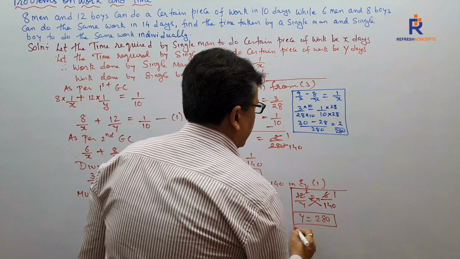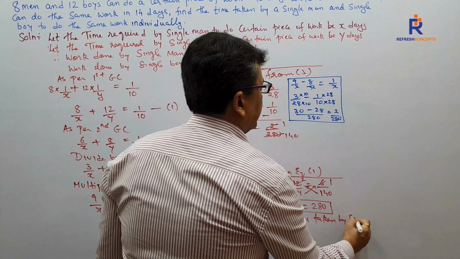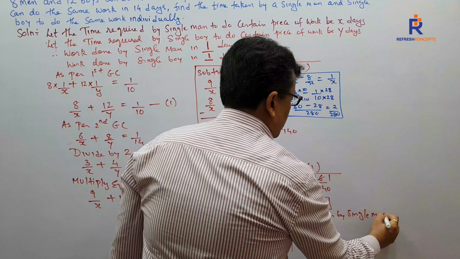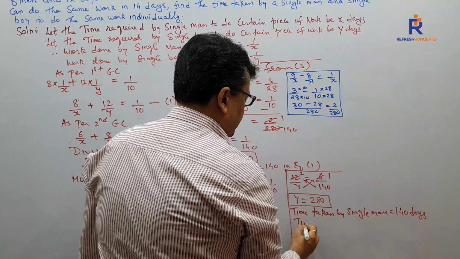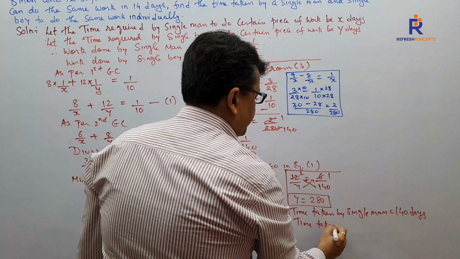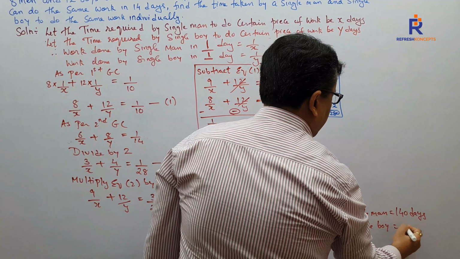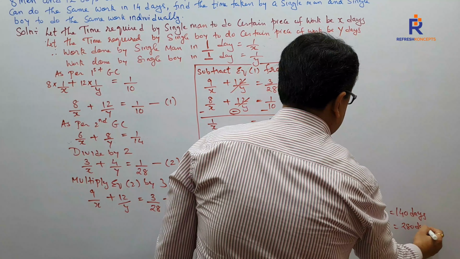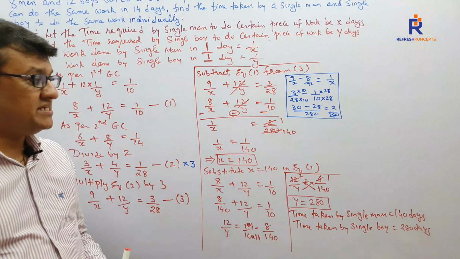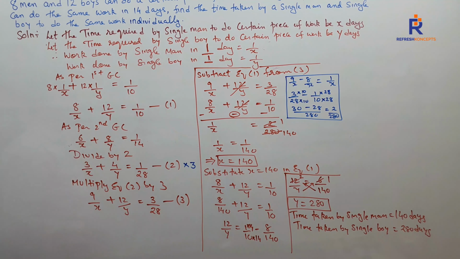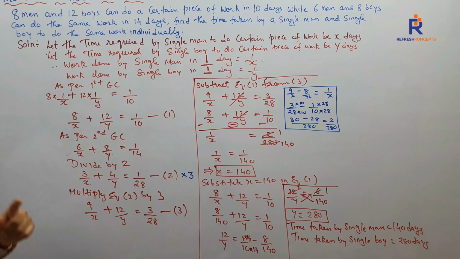Therefore, time taken by a single man will be 140 days, and time taken by a single boy will be 280 days. Single man 140 days, single boy 280 days. This is how we normally do sums of time and work. I hope you have understood.